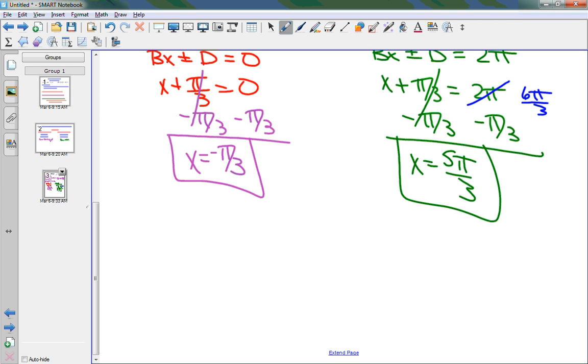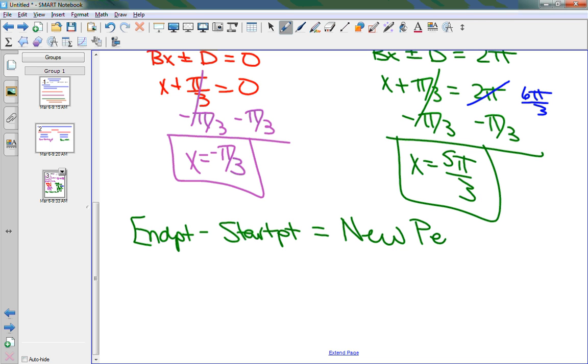Now, here's what you need to understand about the starting and ending point. If I take my ending point and subtract off my starting point, it should equal my new period. Whenever I say my new period, what I mean is the period that you calculated with the 2 pi divided by the absolute value of b. If your period that you calculated was let's say 3 pi over 2 units, when you take your ending point, subtract off your starting point, you should have that period.